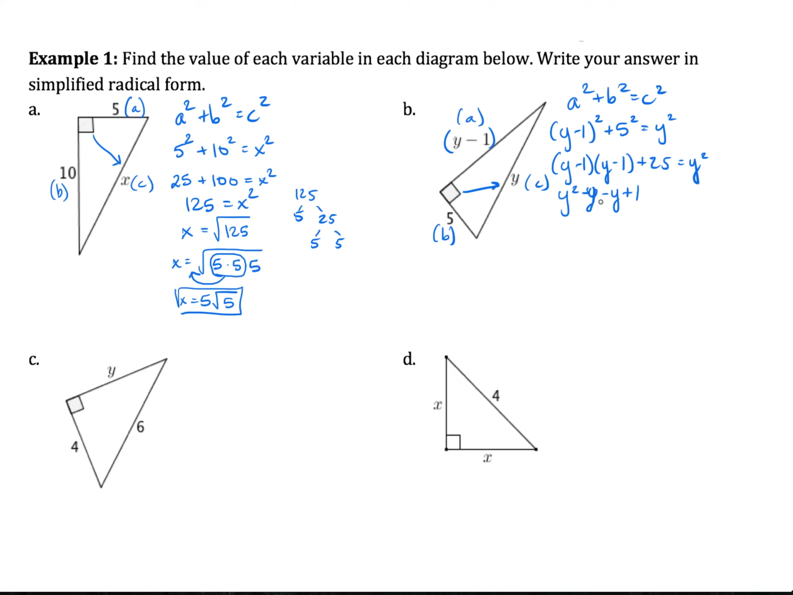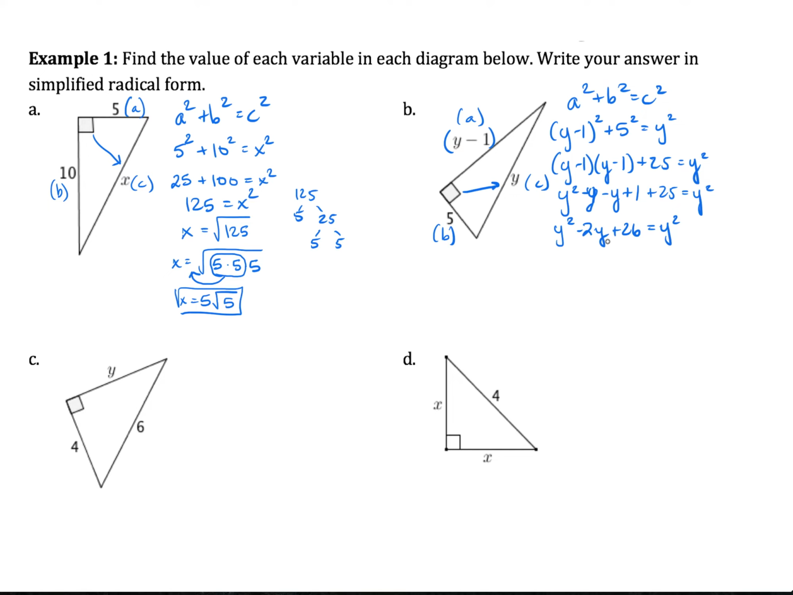Y squared minus y plus 1. Then we have plus 25 equals y squared. Now we'll clean this side of this equation up by combining like terms, and we get y squared minus 2y plus 26, combining the 1 and the 25, equals y squared.